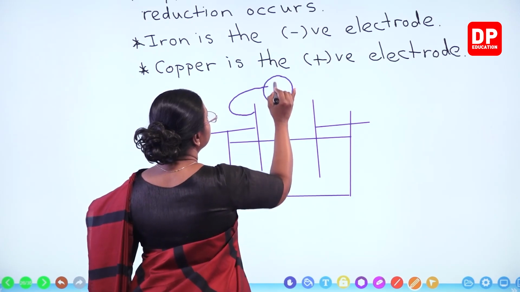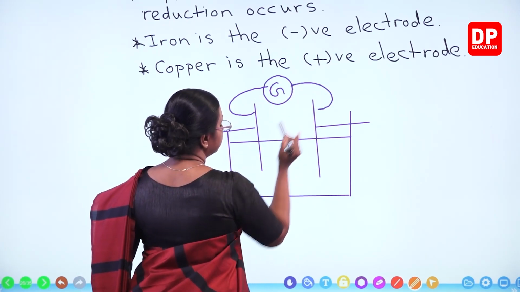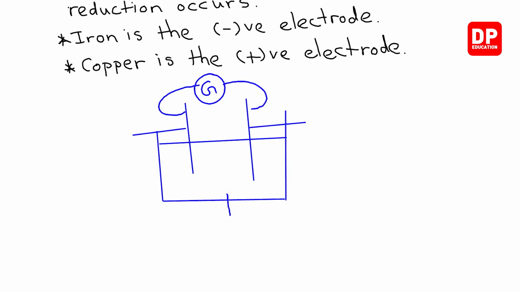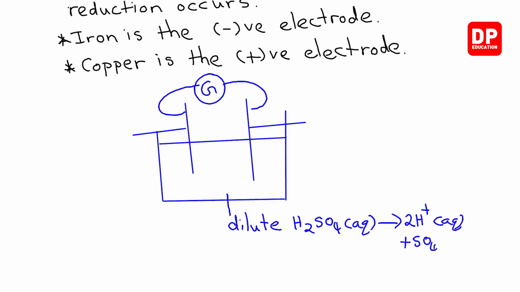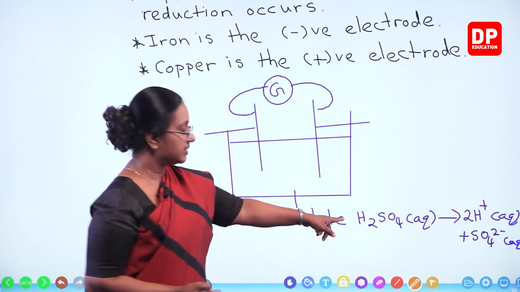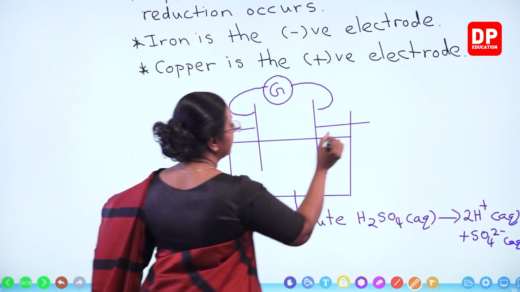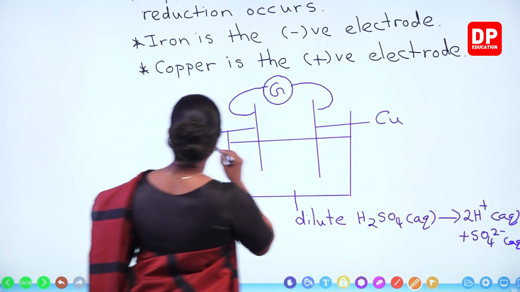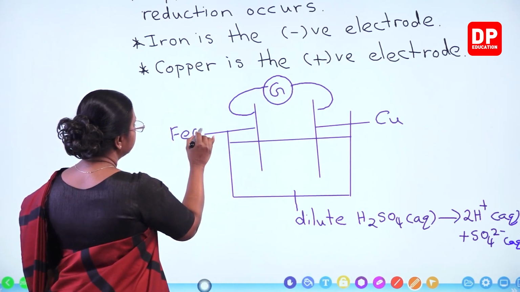So, we have the galvanometer, dilute H2SO4. It divides into H plus aqueous and SO4 minus aqueous because it is a strong acid. Then we have copper and iron solid.